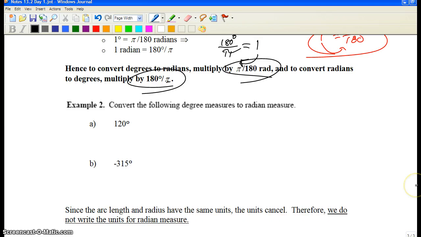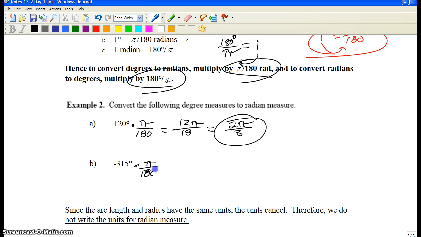So let's look at this. 120 degrees, if we're converting that into radian measure, we want the pi in it, so we're going to multiply by pi over 180 and reduce that fraction. It's going to be 120 pi over 180, and that reduces by 60, so it's going to be 2 pi over 3 radians. To do negative 315, we multiply it by pi over 180, and that's going to be negative 7 pi over 4 when it reduces.